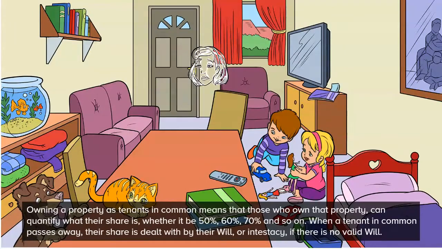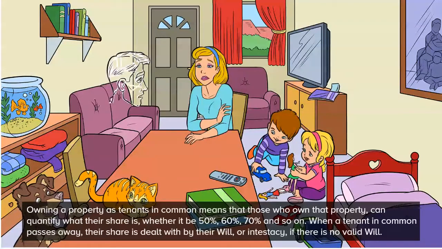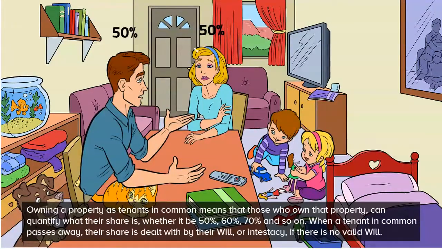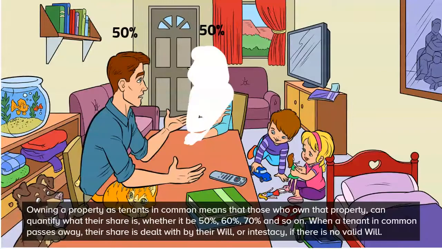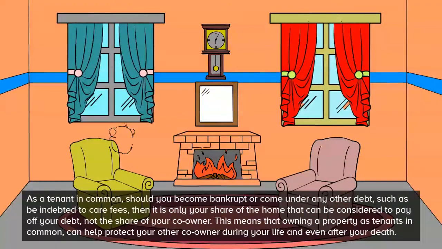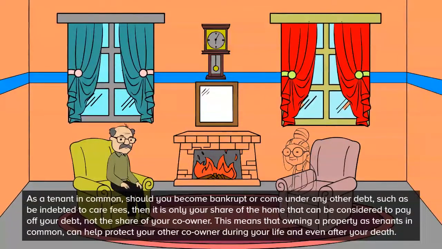Owning a property as tenants in common means that those who own that property can quantify what their share is, whether it be 50%, 60%, 70% and so on. When a tenant in common passes away, their share is dealt with by their will, or intestacy, if there is no valid will. As a tenant in common, should you become bankrupt or come under any other debt, such as be indebted to care fees, then it is only your share of the home that can be considered to pay off your debt, not the share of your co-owner.